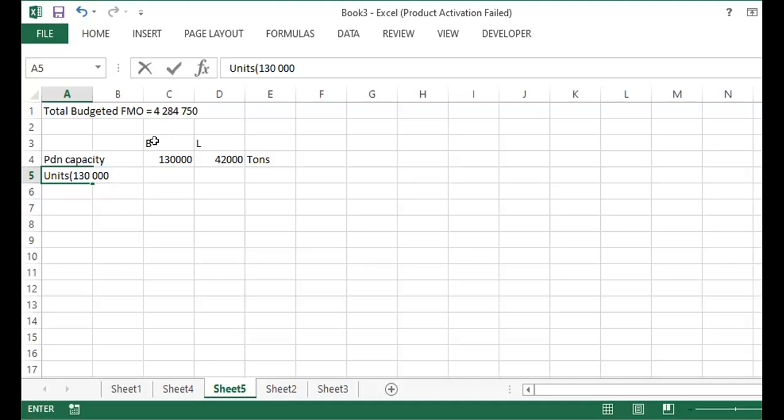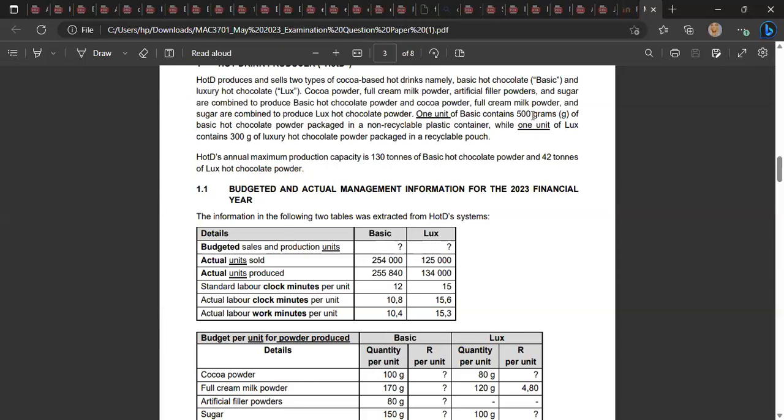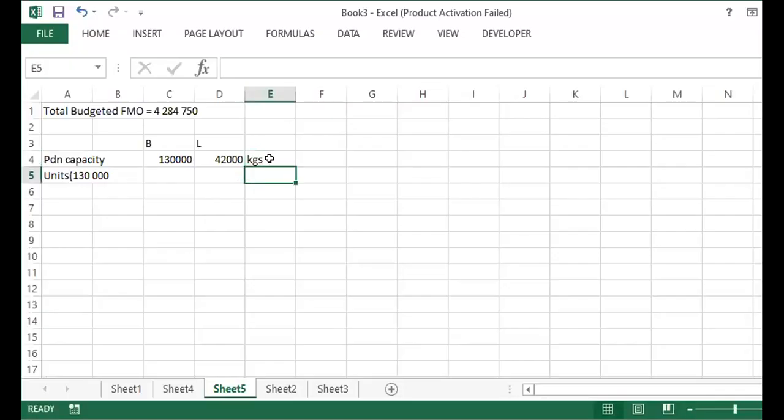Before we divide, we need to have a common unit of measurement. It's going to be difficult to divide tons directly by grams. So you need to convert these into one unit of measurement. We already converted these to kgs, so we can convert that to kgs as well, and then we can divide. So this is kgs here, so it's going to be 130,000. For basic, we need to divide that by 0.5. 500 grams is basically 0.5 kgs, it's half of that. And then for the other one, it's 42,000, and we are dividing by 300 grams. So that's the working that we put in there.